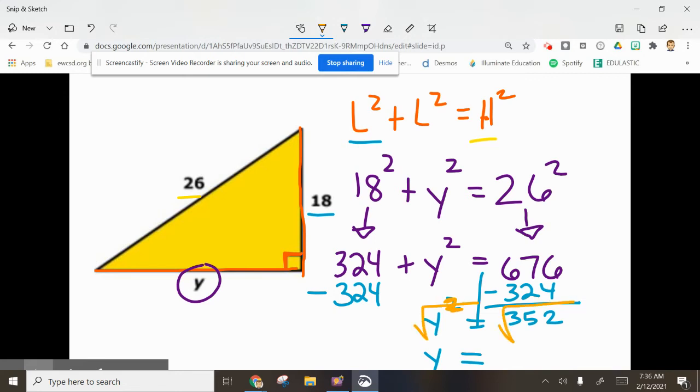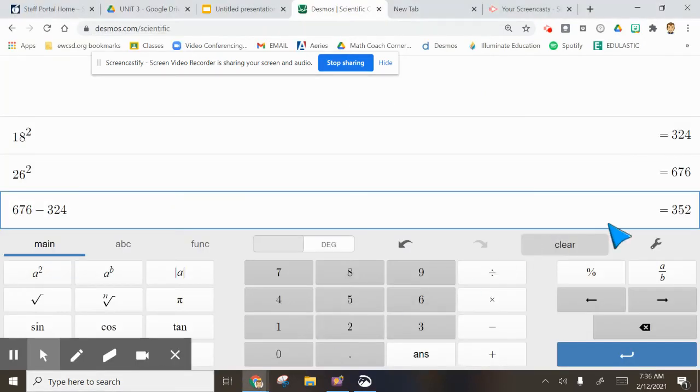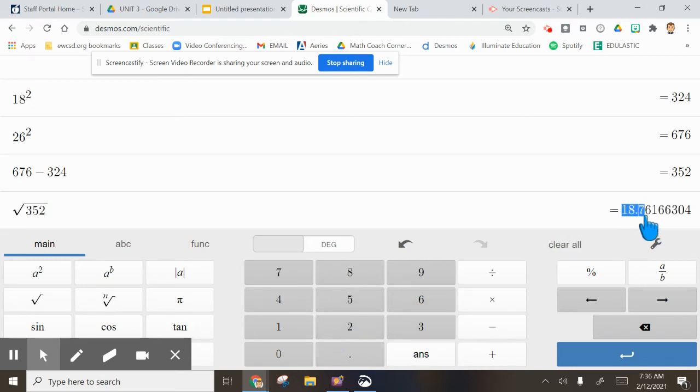Once you do that, you got to do the same thing to that side, and let's get our final answer. We're going to square root this answer we got, 352. I'm going to hit enter, square root, 352. And my final answer is 18.76.